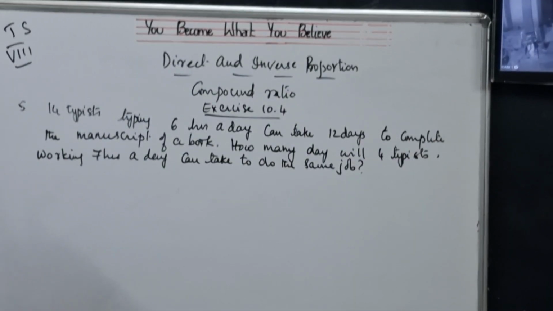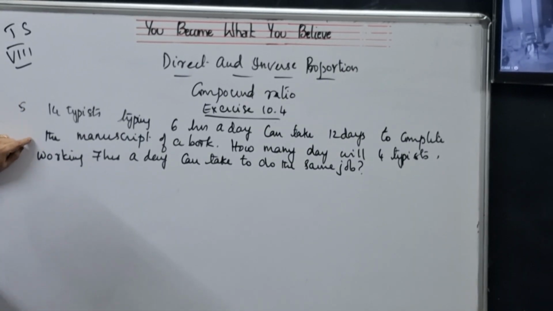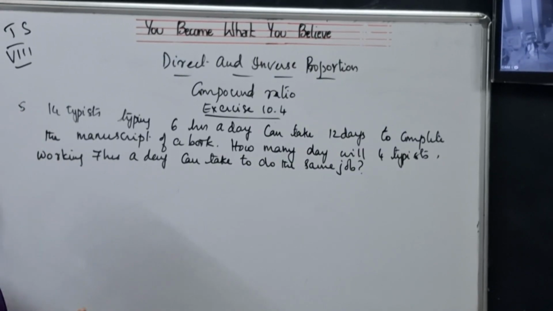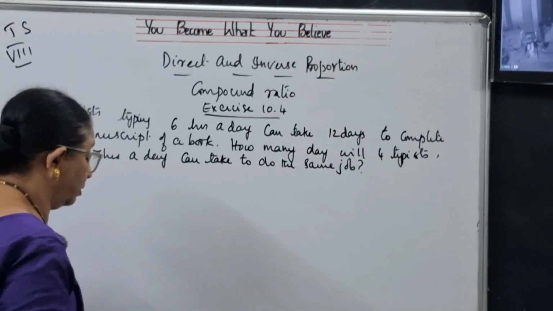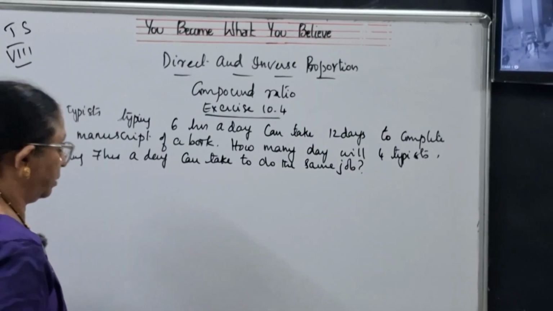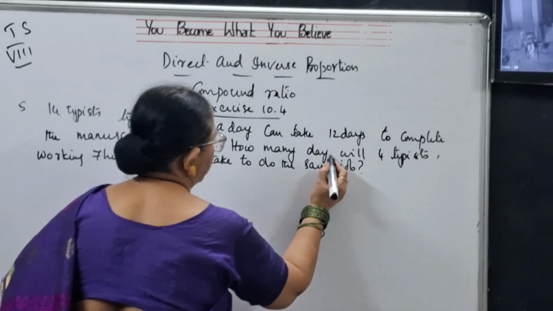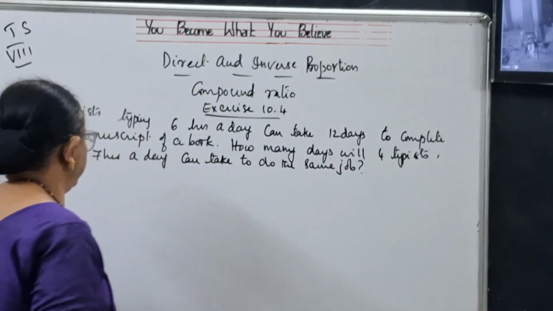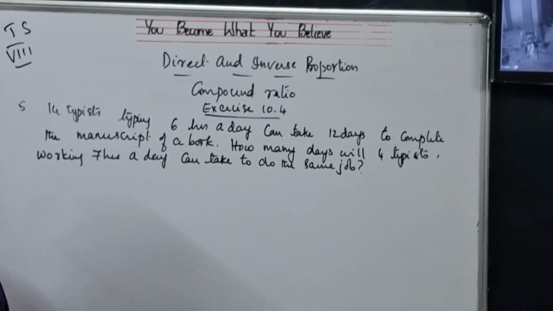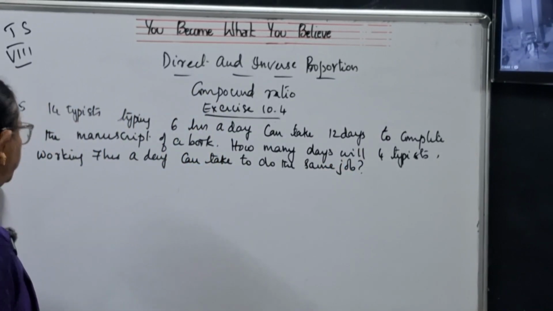Now, 14 typists typing 6 hours a day can take 12 days to complete the manuscript of a book. Manuscript means the matter will be written by hand, and that should be typed. So how many days will 4 typists working 7 hours a day take to do the same job?